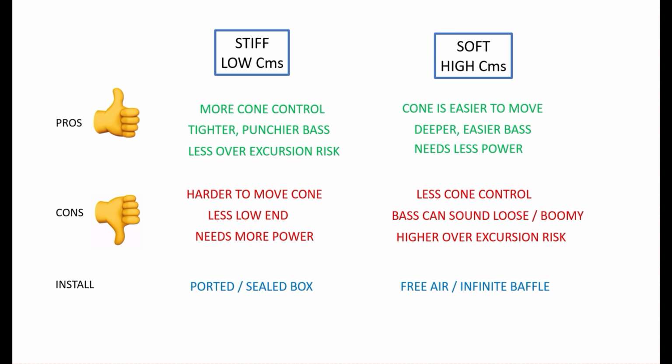So if you think about a sub with a very stiff suspension, okay, it's going to be harder to move. You need more power to get over the high spring forces, but the cone's going to stay in control. There's less chance of it going beyond its Xmax and becoming overextended. And you tend to find that the bass is going to be much tighter and punchier, right, with a sub with a stiff suspension. And those types of subs work really well in ported or sealed boxes.